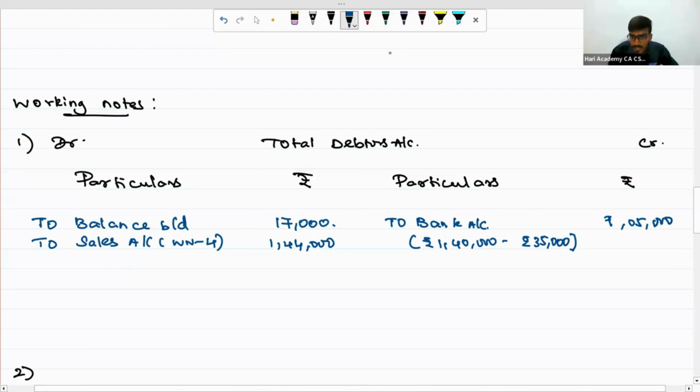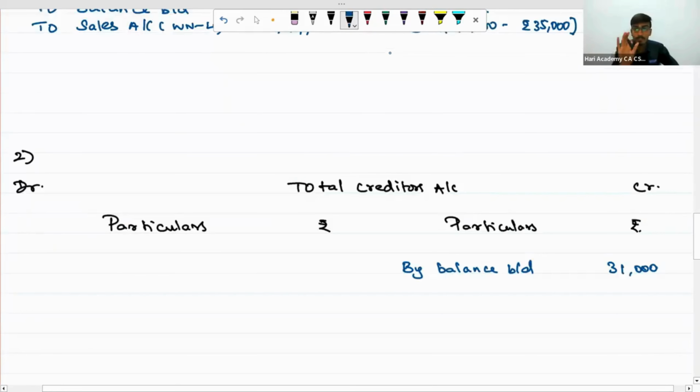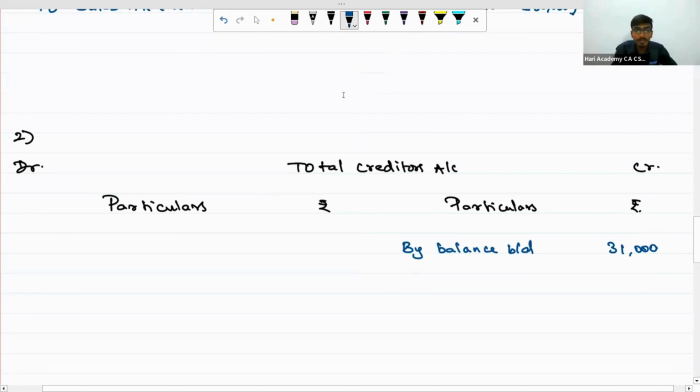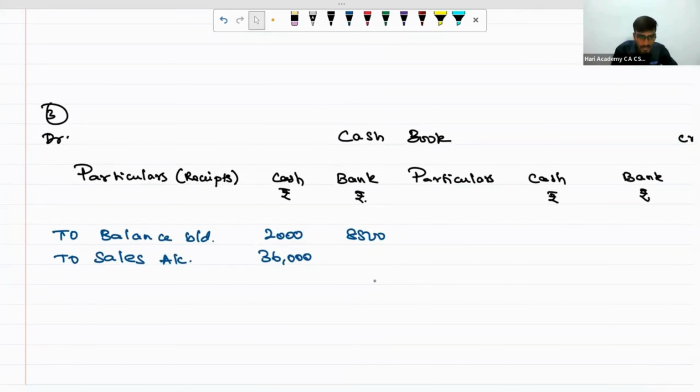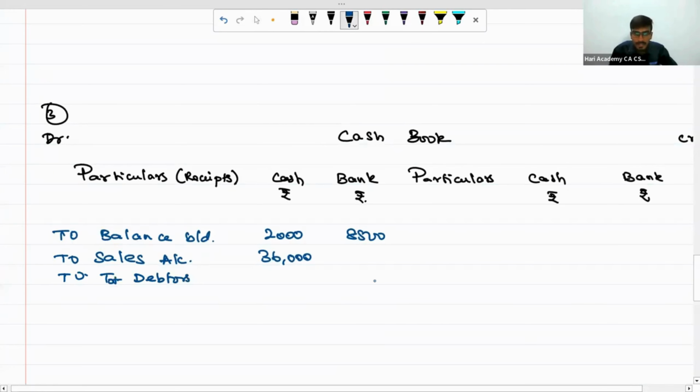This is an important adjustment. Kindly mark it down, put a star and put a round. This star and round is not for your examination purpose, it is for your understanding purpose. Then you should come to cash or bank. You should write it down as To total debtors or To sundry debtors.